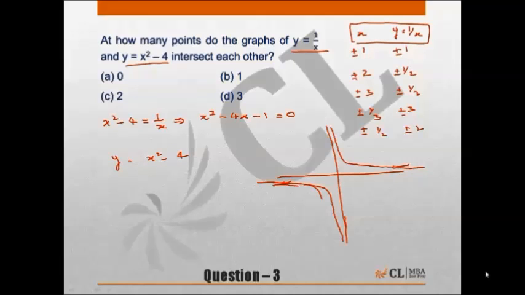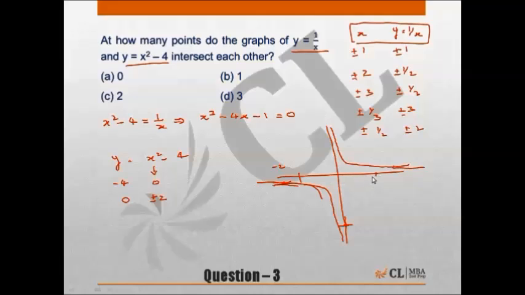If x is equal to 0, y will be minus 4. So let me assume this is minus 4. So there is a point. If x is equal to plus minus 2, y will be 0. That means it is cutting the graph at minus 2 and plus 2.